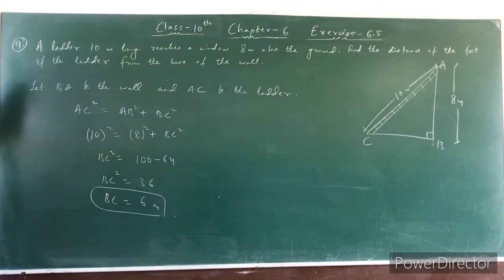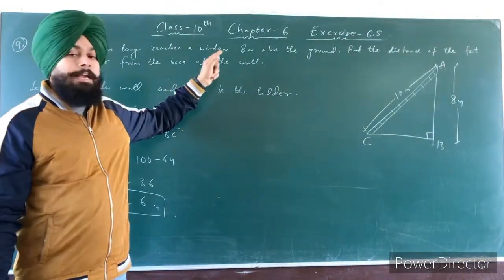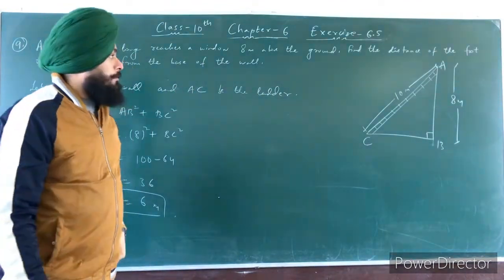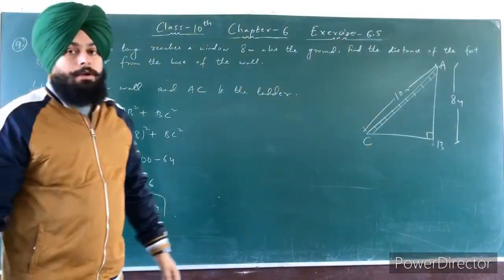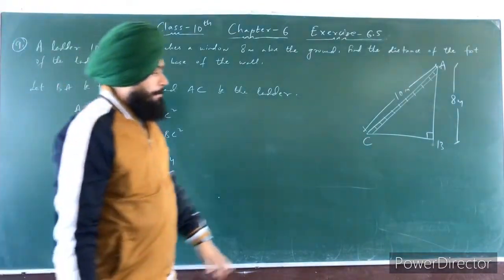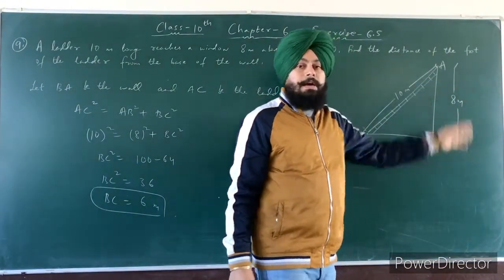Next, this is your question number 9. The question is, a ladder 10 meter long reaches a window 8 meter above the ground. Find the distance of the foot of the ladder from the base of the wall. So you can see here, this AB is what? AB is the height of wall.